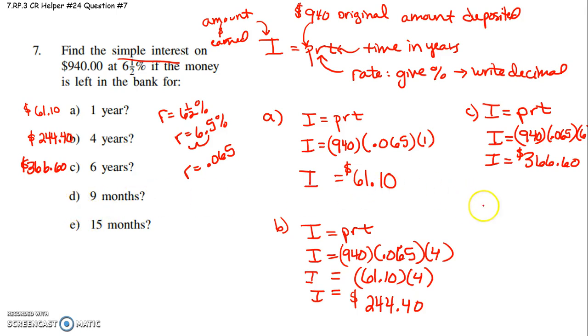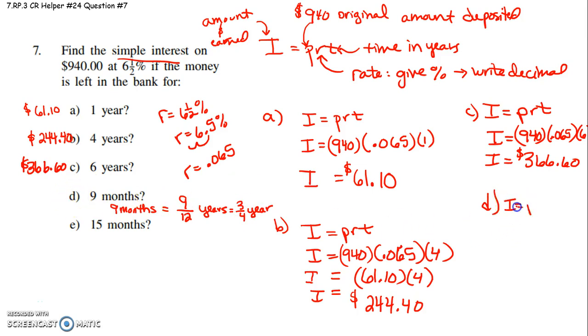All right, for letter D, this is just a little bit more interesting. It's 9 months. You have to write 9 months as years. So if you have 9 months, that's 9 out of 12. If you want to write it as a number of years, you just divide it by 12. 9 divided by 12 is 0.75, or 3/4 of a year. So 9 months is 3/4 of a year. Some of you might want to say 0.75 of a year.